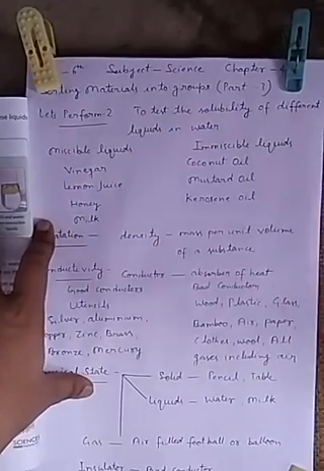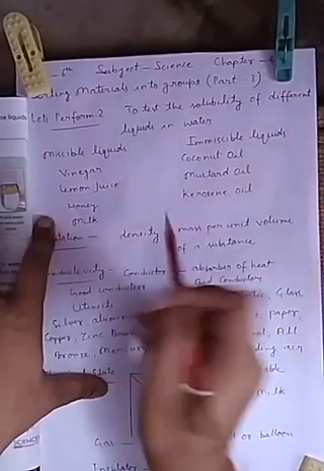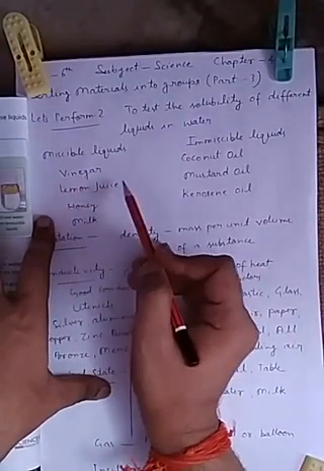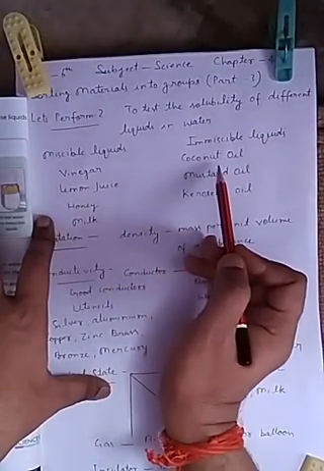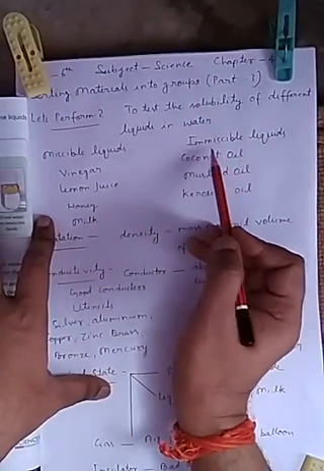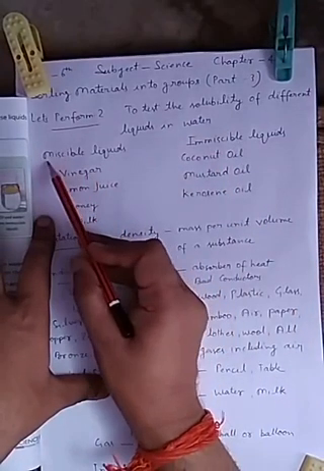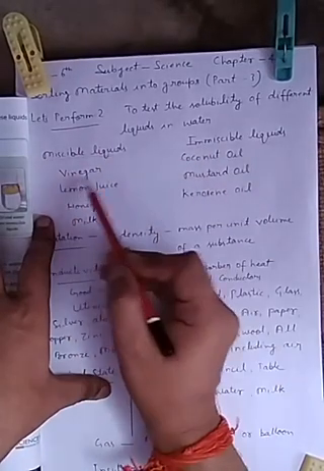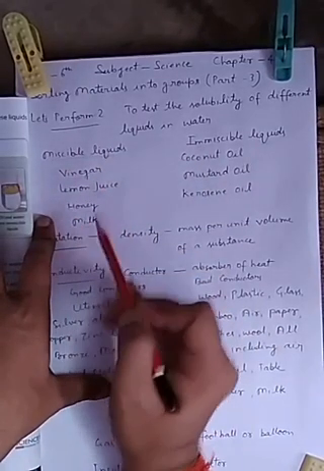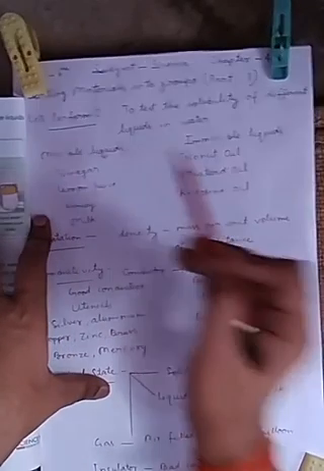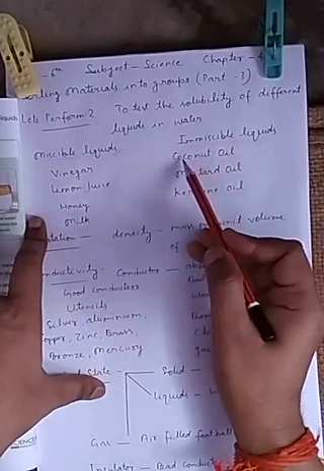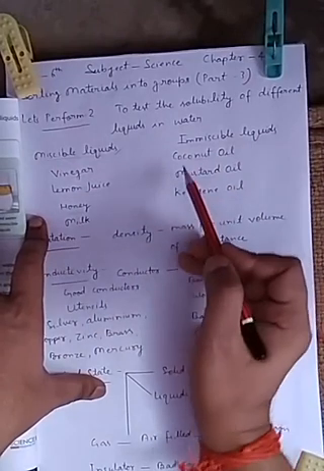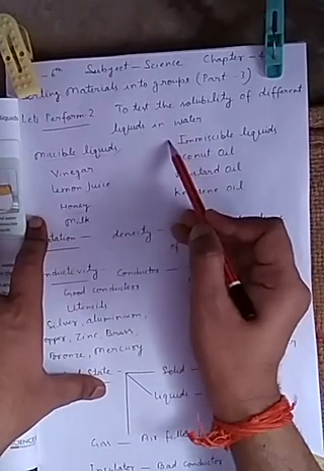Okay students, when you perform the activity, you will find that some of the things were miscible and some were not miscible, meaning those were immiscible. So we can categorize those things in two categories: miscible liquids and immiscible liquids. Vinegar, lemon juice, honey, milk will come in miscible liquids, and coconut oil, mustard oil, and kerosene oil will come in the group of immiscible liquids.